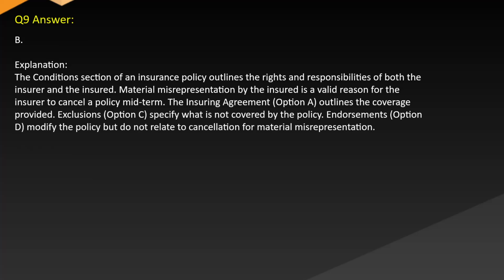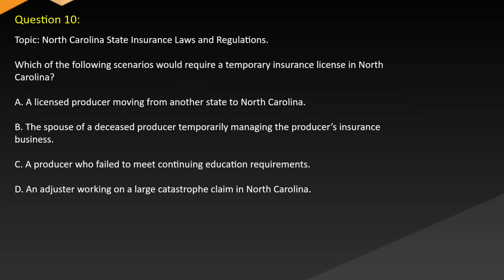Answer B. Explanation. The conditions section of an insurance policy outlines the rights and responsibilities of both the insurer and the insured. Material misrepresentation by the insured is a valid reason for the insurer to cancel a policy midterm. The insuring agreement, option A, outlines the coverage provided. Exclusions, option C, specify what is not covered by the policy. Endorsements, option D, modify the policy but do not relate to cancellation for material misrepresentation.